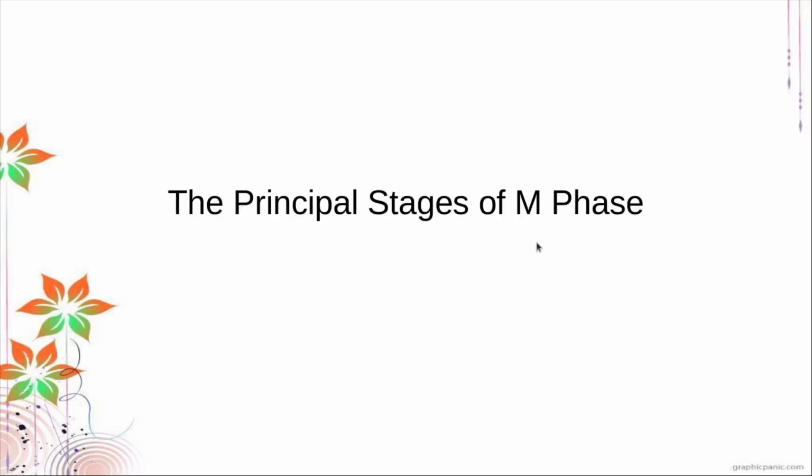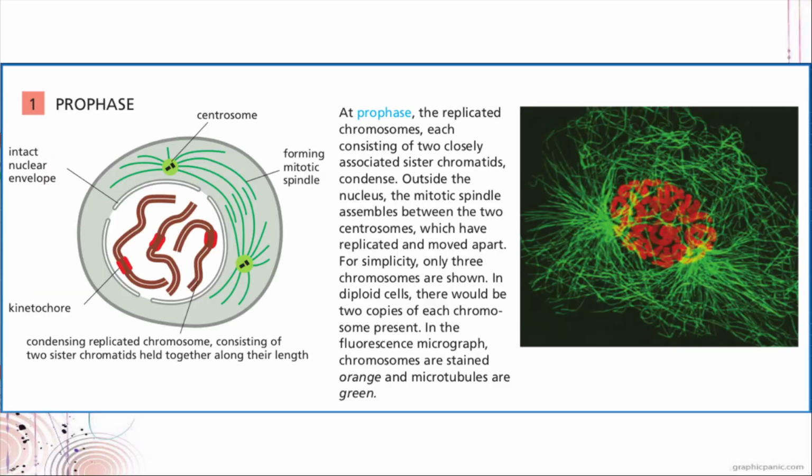So let's look at the principal stages of the M phase. Basically, these are just more or less a review of your mitosis. So of course, we have prophase. At prophase, the chromosomes are starting to condense. So here is the actual image in fluorescence microscope of this one.